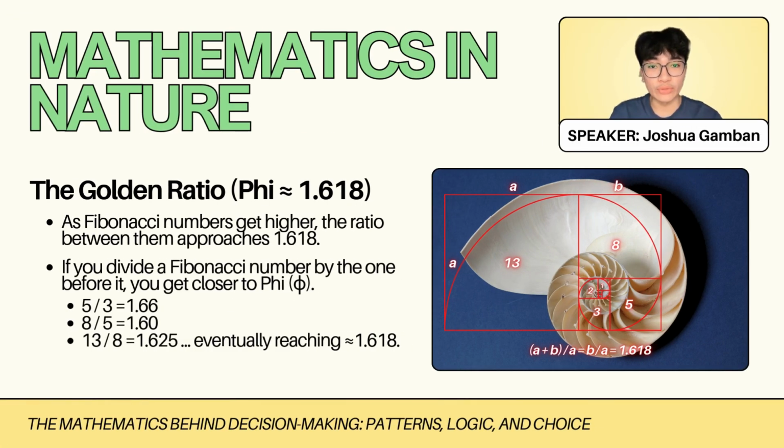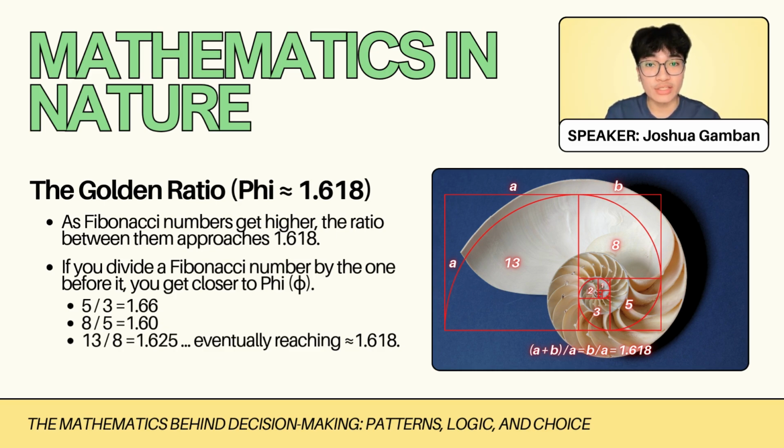Connected to that sequence is the golden ratio. As the numbers in the Fibonacci sequence get higher, the relationship between them gets closer and closer to this divine proportion of 1.618. If you divide any Fibonacci number by the one immediately preceding it, like 55 divided by 34, the answer consistently approaches that 1.618 ratio.